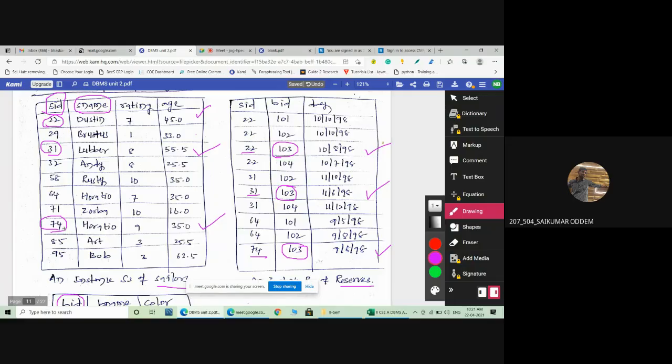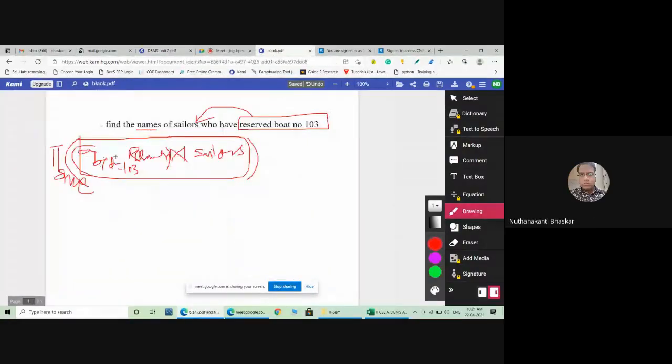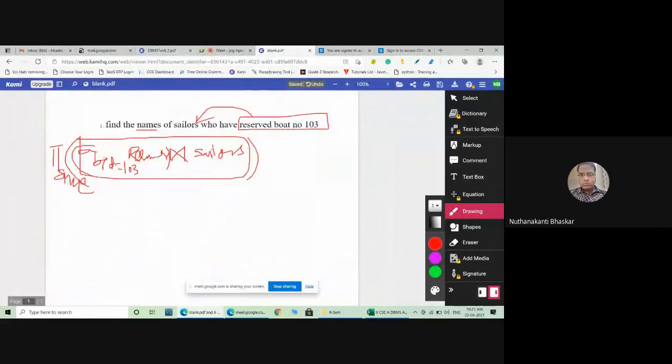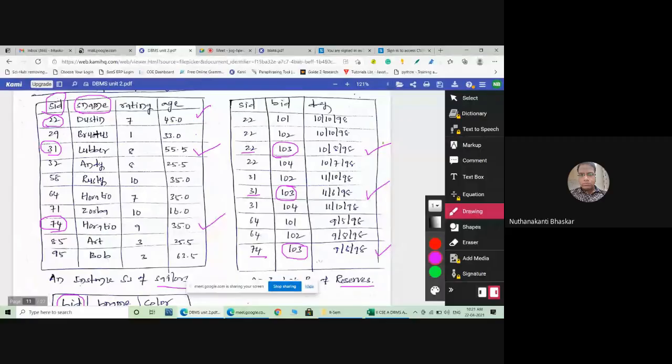As per the query, we want to find the names of sailors. Only names I want. Here, what are the names? Then you have to write pi of S name. When we go for pi of S name, only S names I want. Then what is the final output? Dustin, Lubber, and Horatio. These three people will be shown as the output for this query.